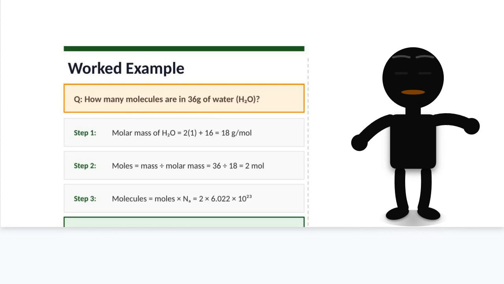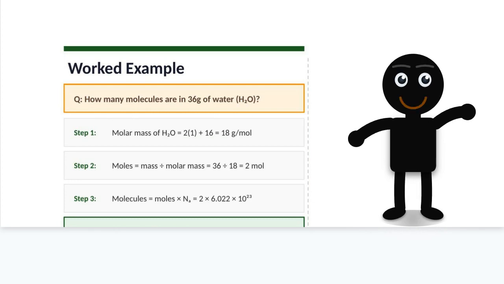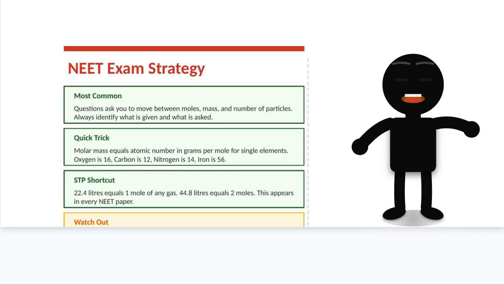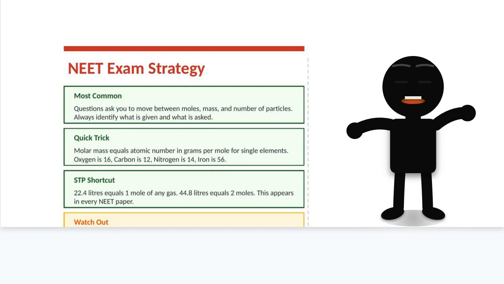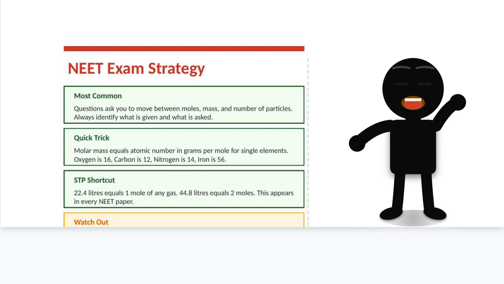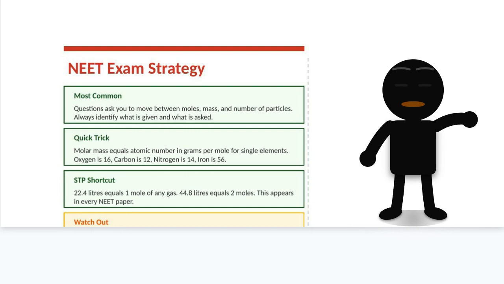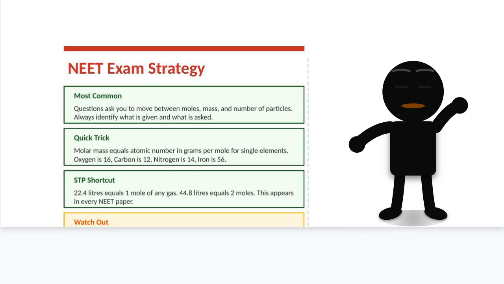This three-step process works for almost every mole problem you will see in NEET. Here are your NEET exam tips for the mole concept. The most common question type asks you to convert between mass, moles, and number of particles. Always read carefully to identify what you are given and what you need to find. For single elements, the molar mass in grams per mole equals the atomic mass from the periodic table. Oxygen is 16, carbon is 12, nitrogen is 14, and iron is 56.